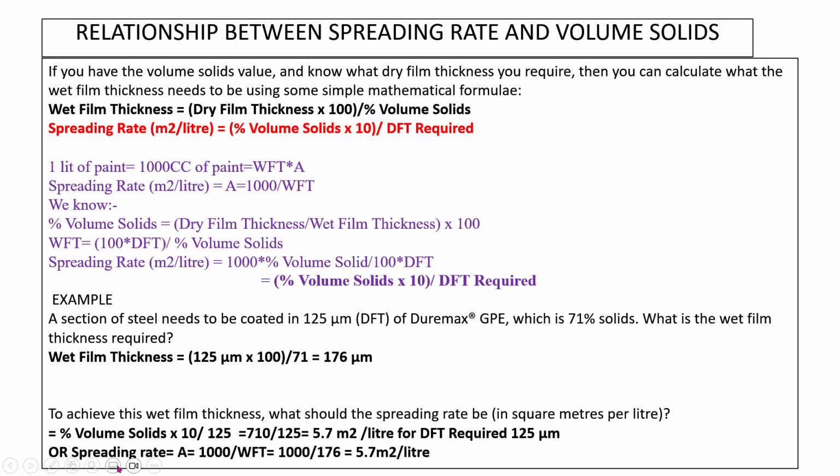So the spreading rate, you can also calculate with the formula A is equal to 1000 divided by WFT. 1000 divided by 176 is also 5.7. So either you use this, or if you know the WFT, you can also calculate how many liters of paint are required. I think you can understand everything.